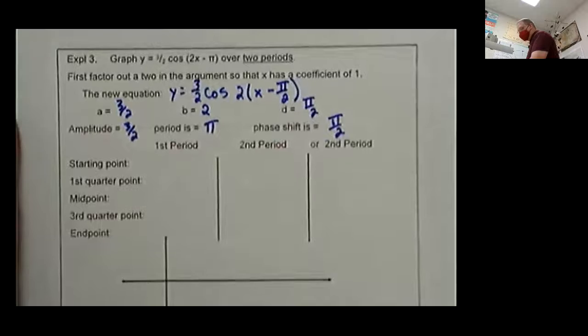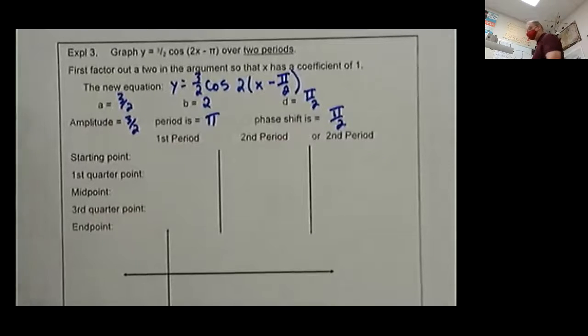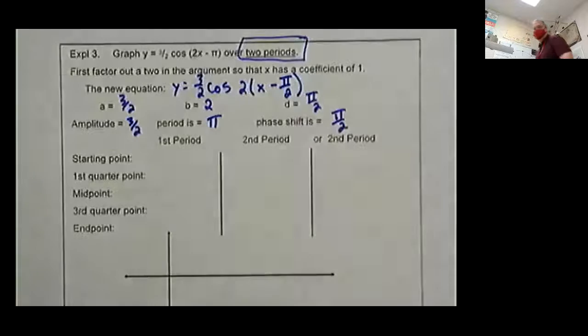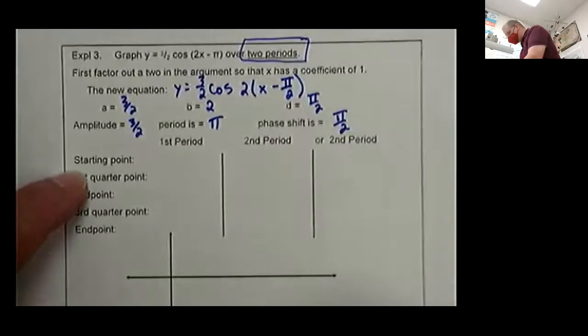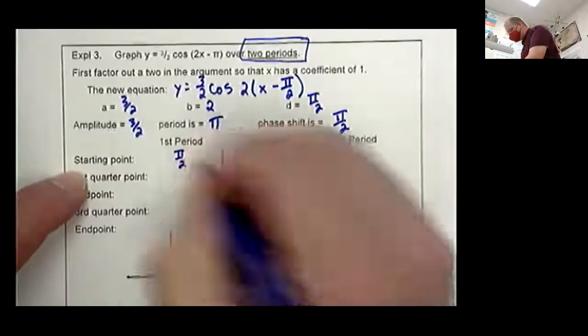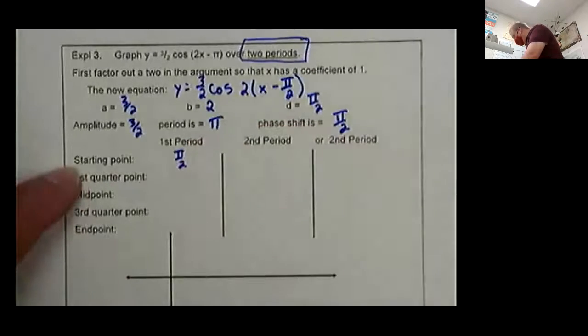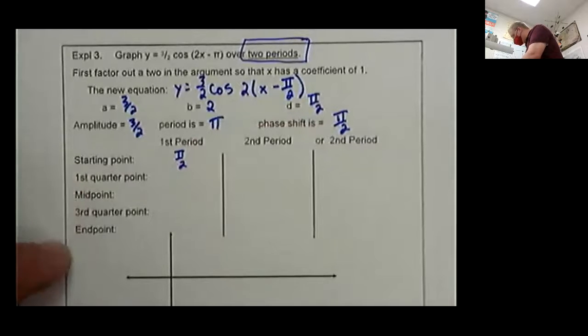So we're going to look at how we can get the numbers for our second period, because again, this is graph over 2 periods. Make sure you read the directions of the homework question to know how much you need to graph. So we're going to start at our starting point. That's our phase shift. So we're starting at pi halves. We know our period is pi.